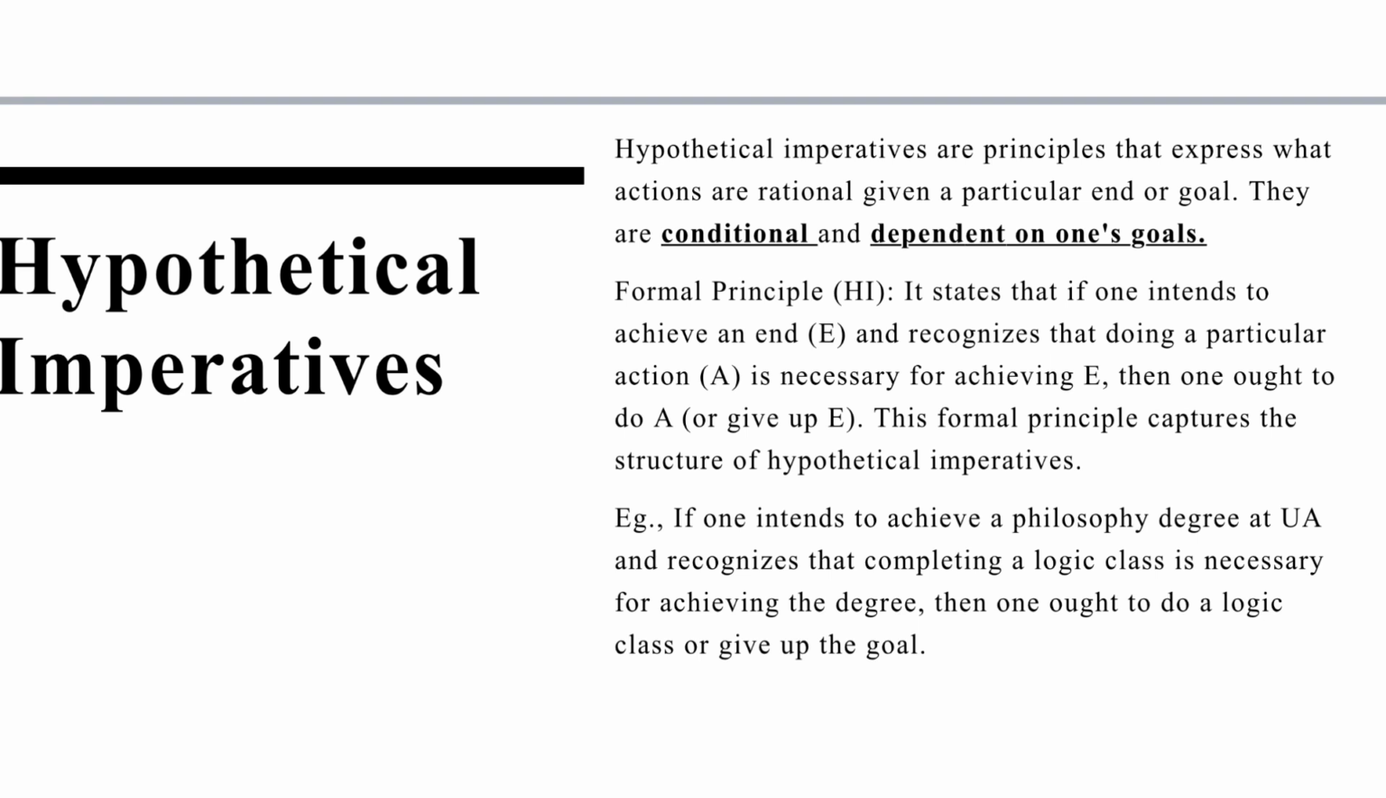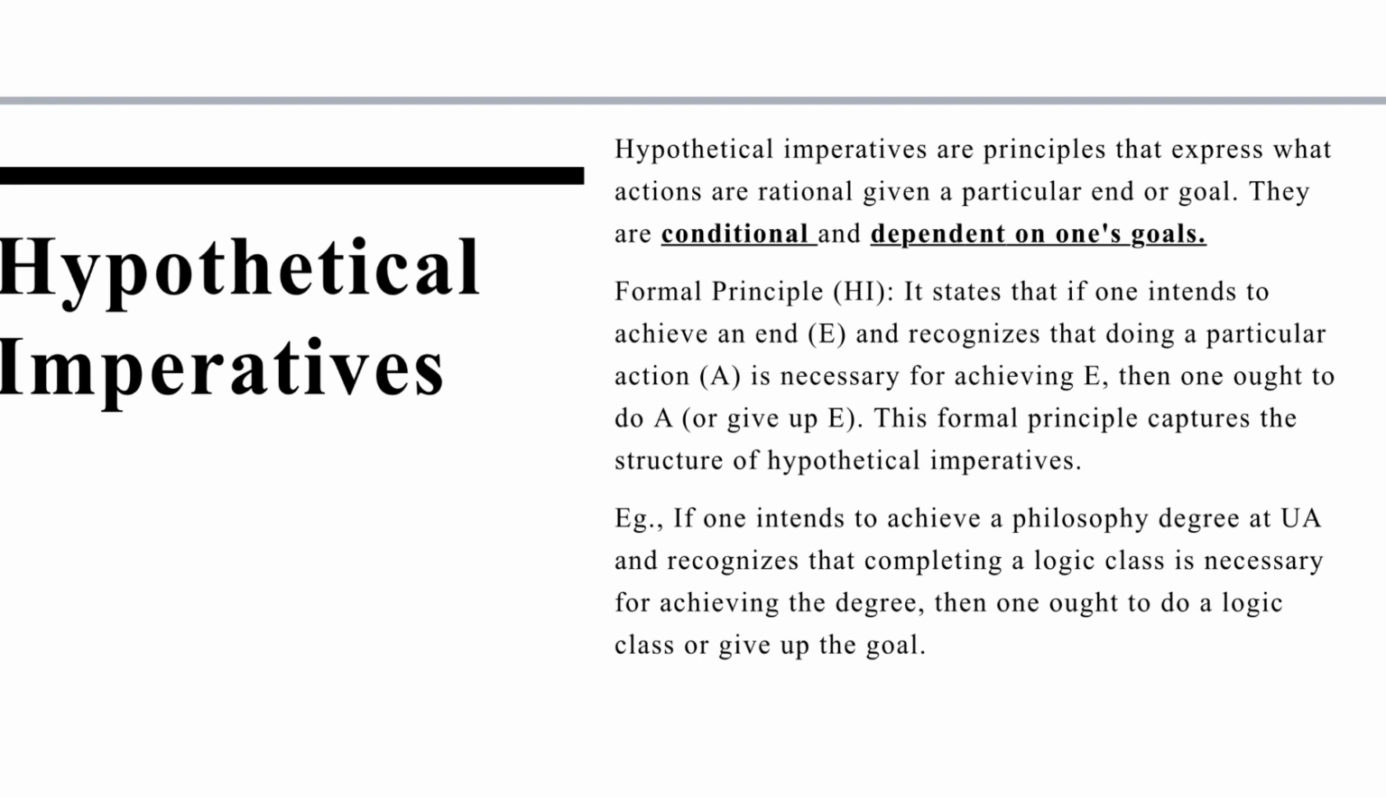So according to Kant, moral requirements represent demands on rational agents that are unconditional. So those demands should be unconditional. So how should we understand those demands on rational agents? There are two kinds of imperatives we have to understand. The first is hypothetical imperatives.